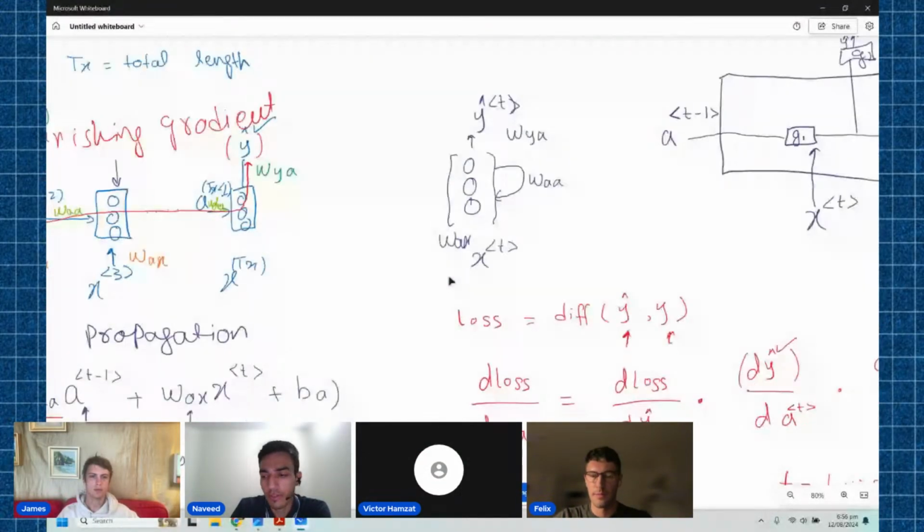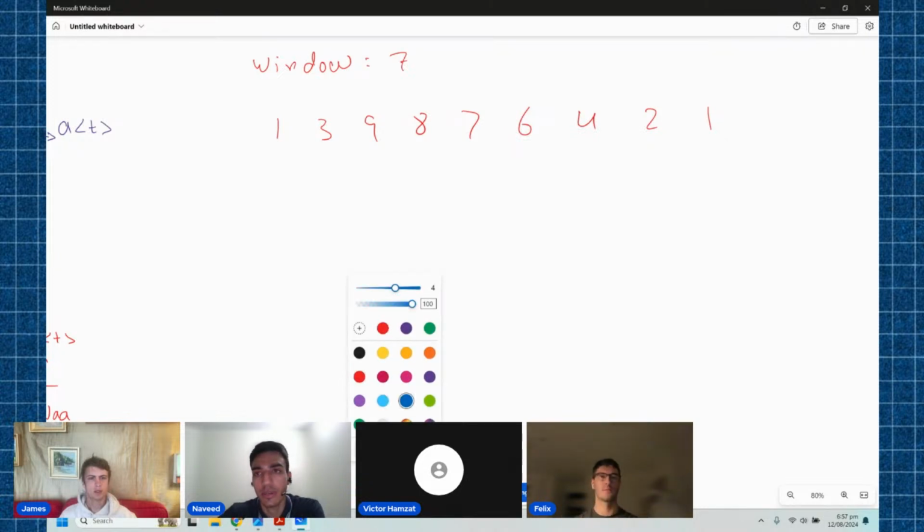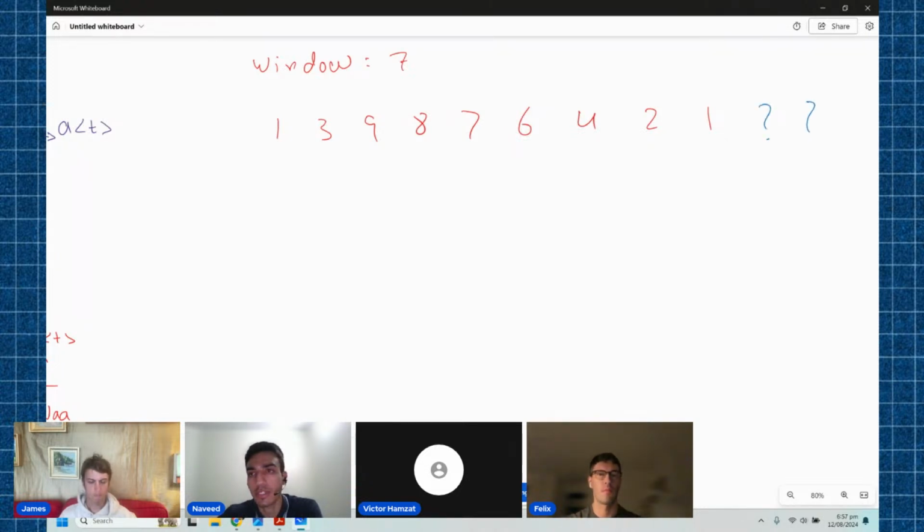So let's say we have these values 1, 3, 9, 8, 7, 4, 2, 1, and my window length is 7. Suppose I'm interested in predicting what values would be coming next in this sequence. So let's say this is the 5% of data that you have set aside to test your model in order to predict those values.